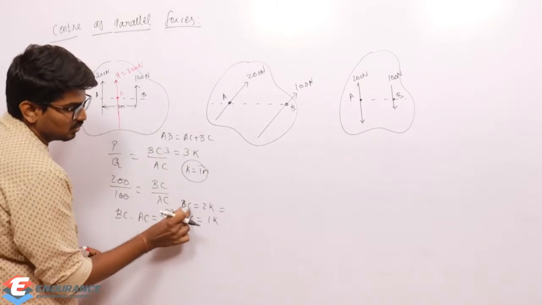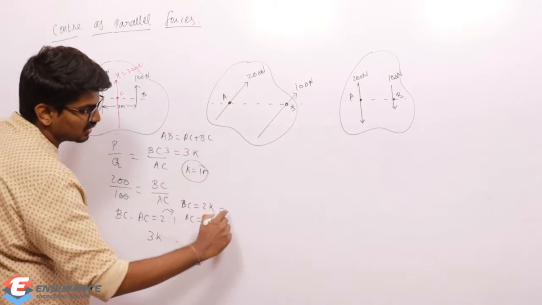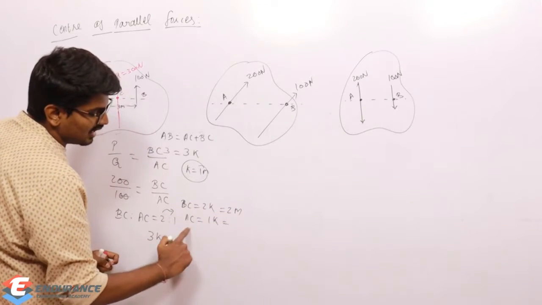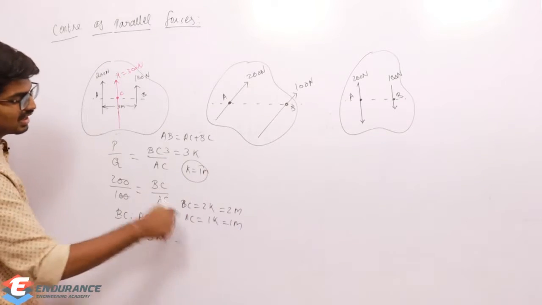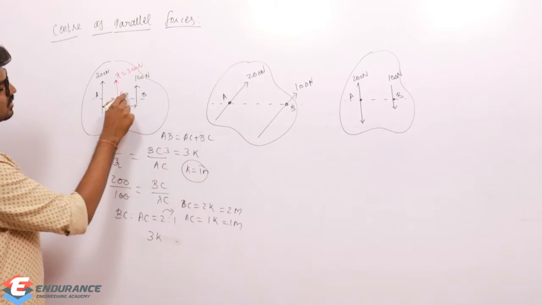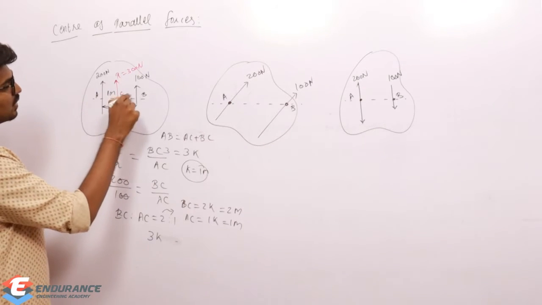If K is 1, what will be BC? 2 into K, so that is 2 times 1, which is 2 meters. And AC is 1K, which is 1 meter. So BC is 2 meters and AC is 1 meter, which means this is going to be 2 and this is going to be 1. This is what I am getting.